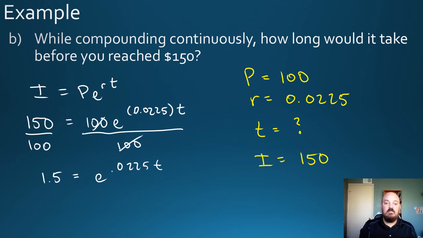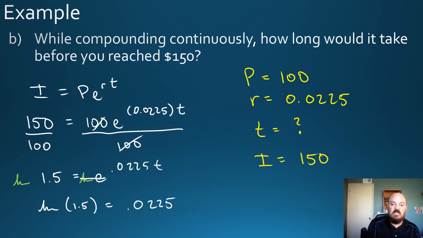Step 2 is to cancel it. So I'm going to take the natural log of both sides. And what I get is the natural log of 1.5 equals, now remember, natural log and e to the x cancel each other out, so you just get 0.0225t. We're one step away from being done. Divide both sides by 0.0225 to cancel that, and that's going to be your answer.